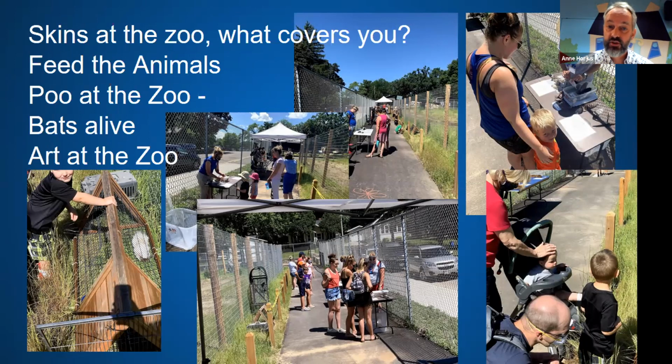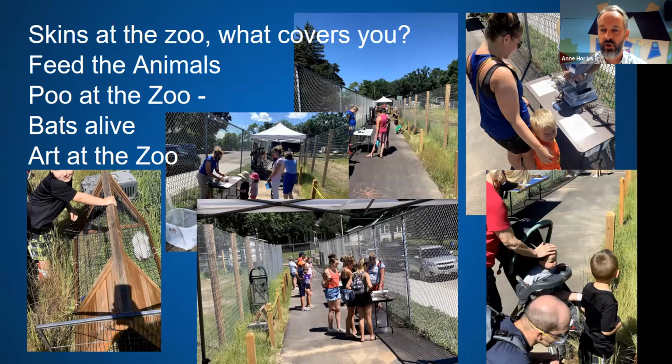These are all the different things that we did at the zoo. We did something about skins. Of course, you can work with the DNR, or we did feed the animals. That might be something you could do in a farm too, or at a humane society. Poo at the zoo was very interesting. We talked about all the different kinds of poo that animals leave behind.